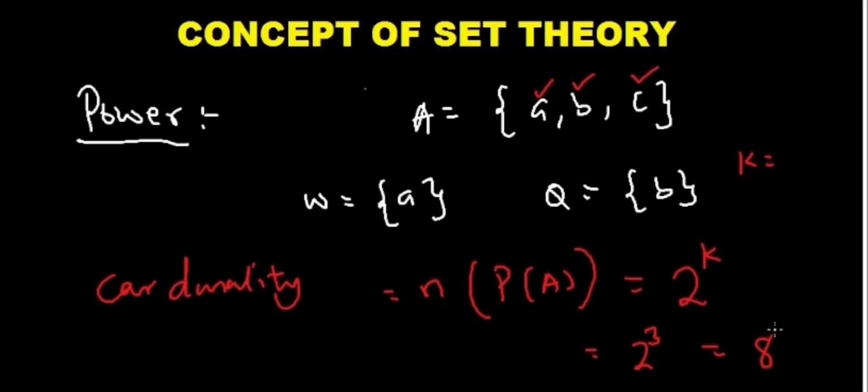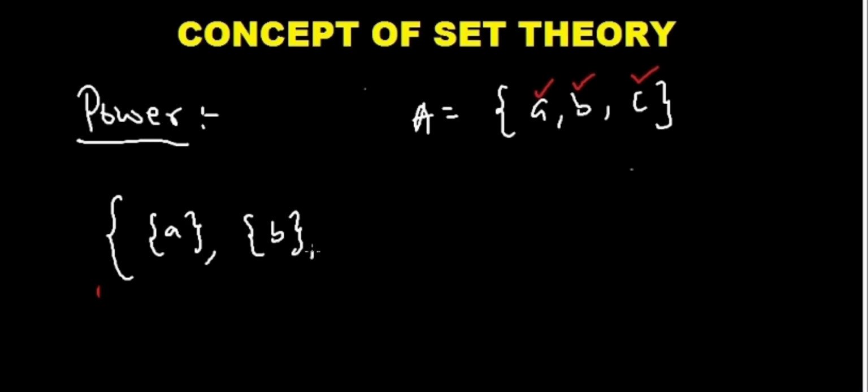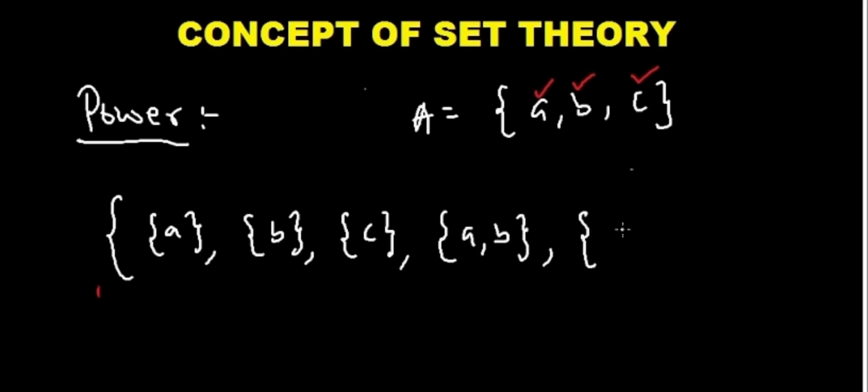Is that true? Let's check it out. Let's confirm if it's actually true that we can get 8 subsets from this set A, so we can be sure that there are exactly 8. From this I can get the larger set, set A. I can get a set B. I can get a subset C, isn't it? I can get a subset AB. I can get a subset BC.